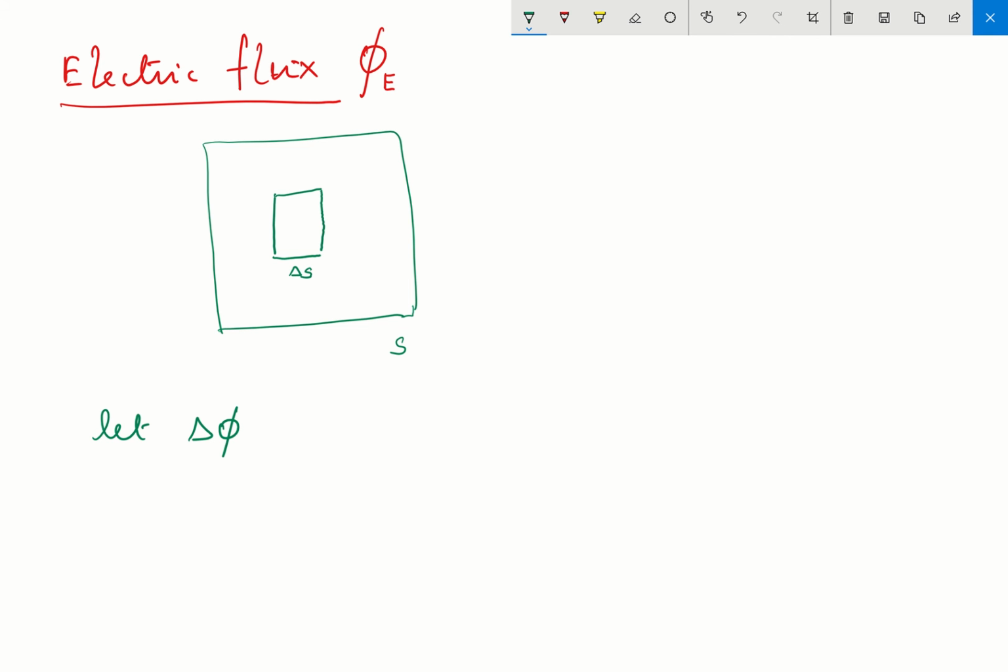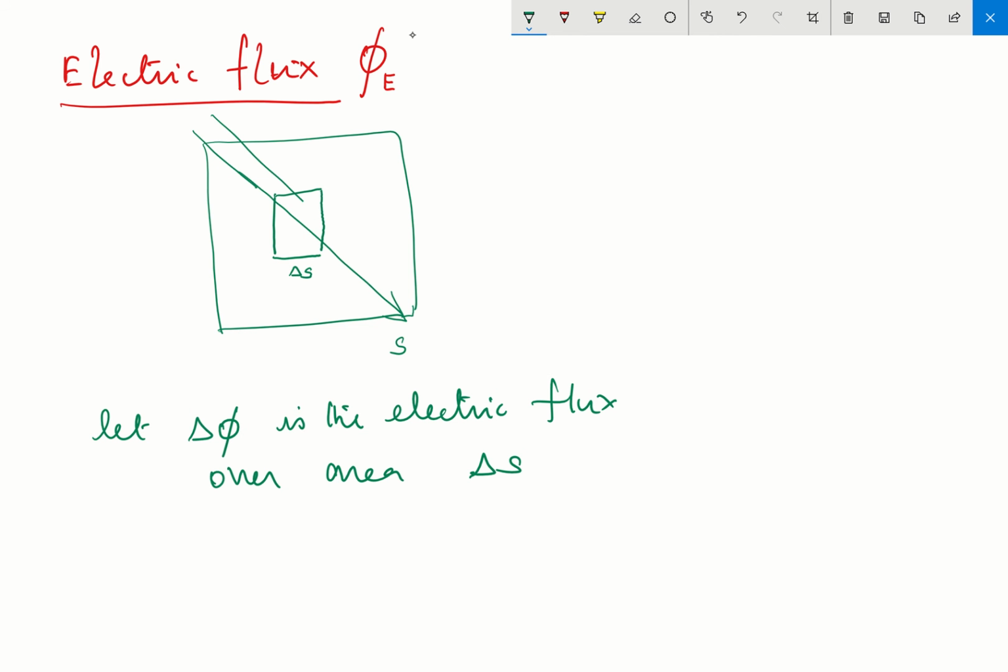delta phi is the electric flux over area delta S. Now, because the area S is very big, first I am going to take a very small area delta S, and it is kept in an electric field, I told you, no? So the electric field lines, let me draw. Let this be the electric field lines.